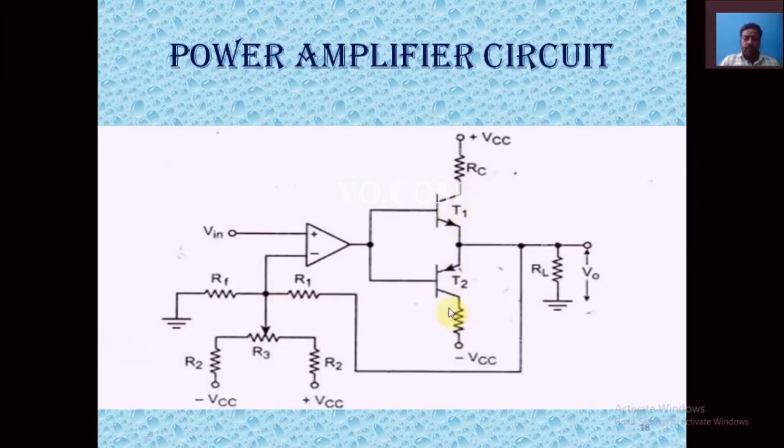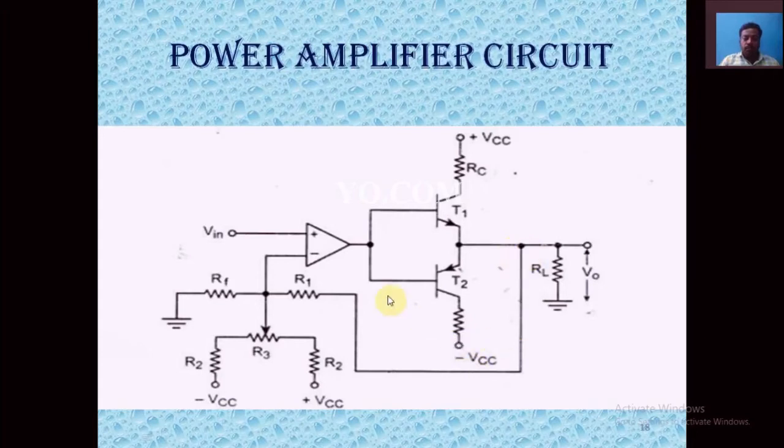In the push-pull transistor amplifier, T1 is an NPN transistor and T2 is a PNP transistor. Both are connected through emitter, and the bases are short circuited. The input is given to the base of the push-pull amplifier. The output is taken from the emitter of the push-pull amplifier. Both the collectors are connected with a positive and a negative voltage.